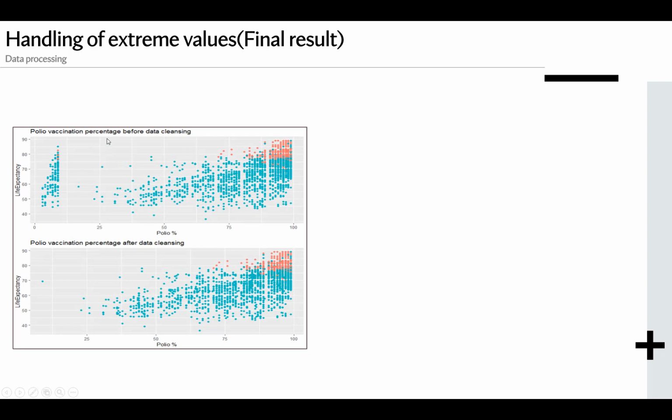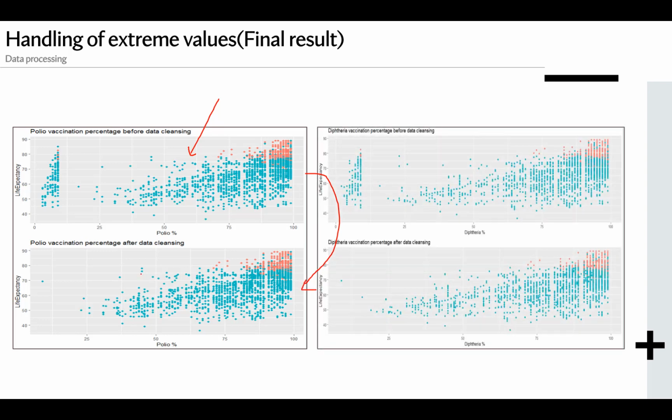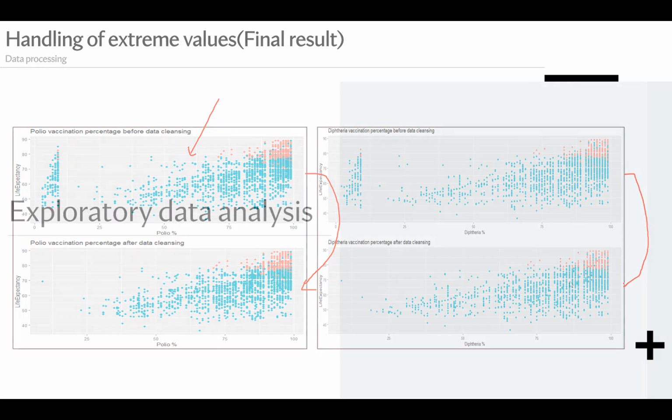For polio vaccination, this is the data set before performing the detection of these extreme values, and this is the end result. Much better. We also identified the same thing happening for diphtheria, and we applied the same algorithm, and this is the end result.